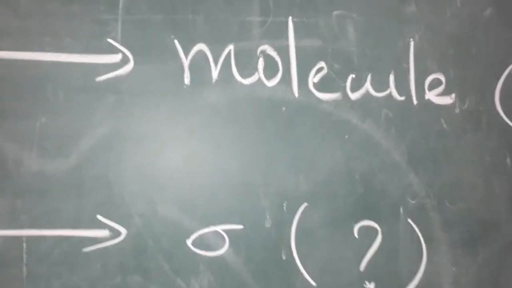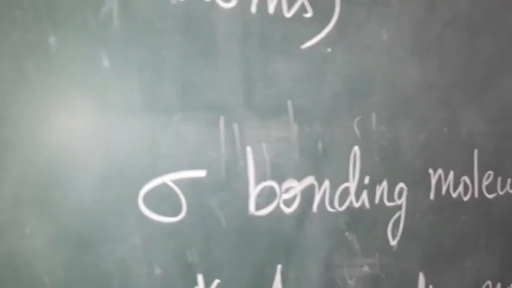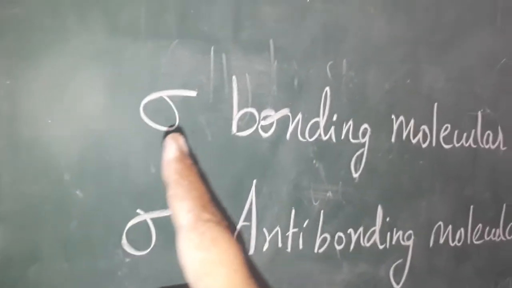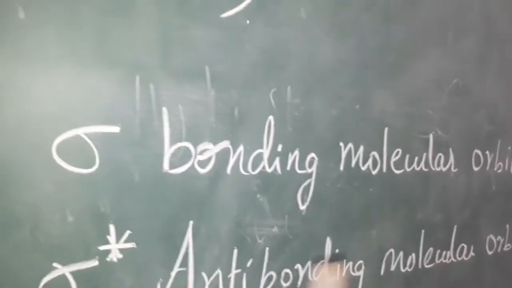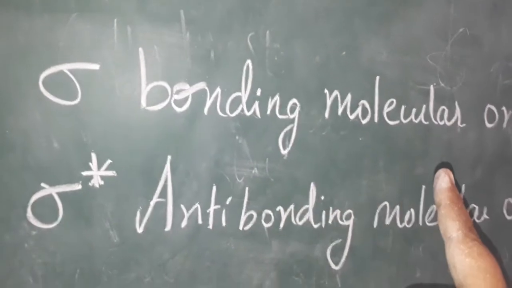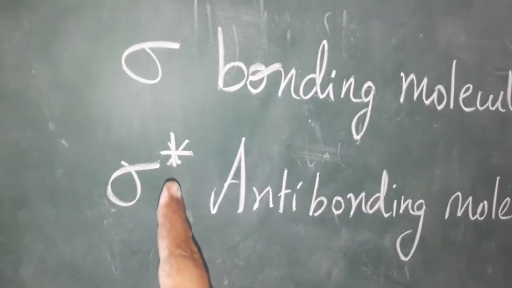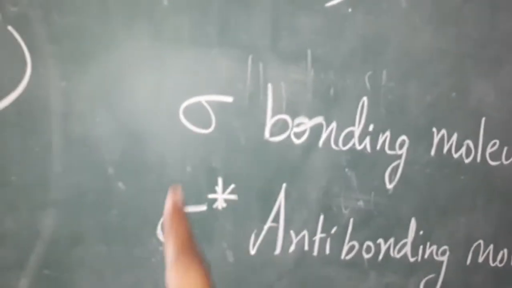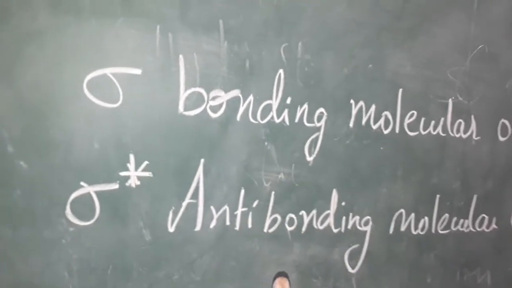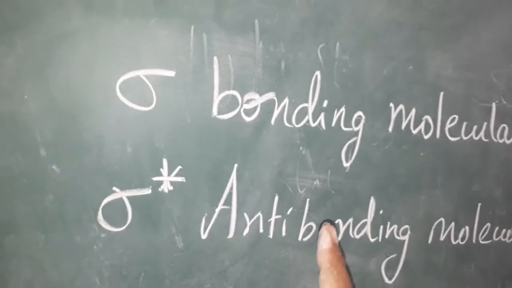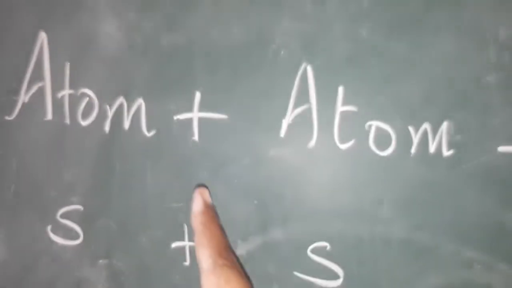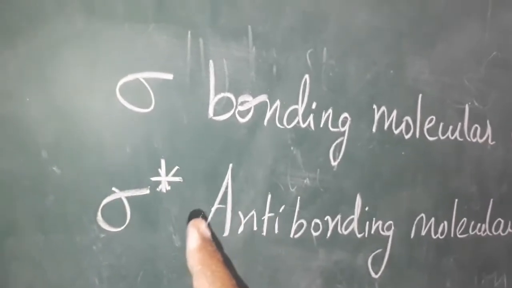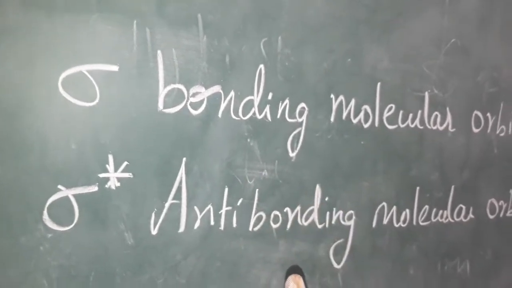So in the molecule, how many sigma will form? There are 2 sigma. Sigma is called bonding molecular orbital. Sigma star indicates anti-bonding molecular orbital. So in the molecule there are 2 sigma, one bonding and another anti-bonding, because a molecule is always formed by combining 2 or more atoms. So inside the molecule we have different types of orbitals: one is bonding molecular orbital, another is anti-bonding.